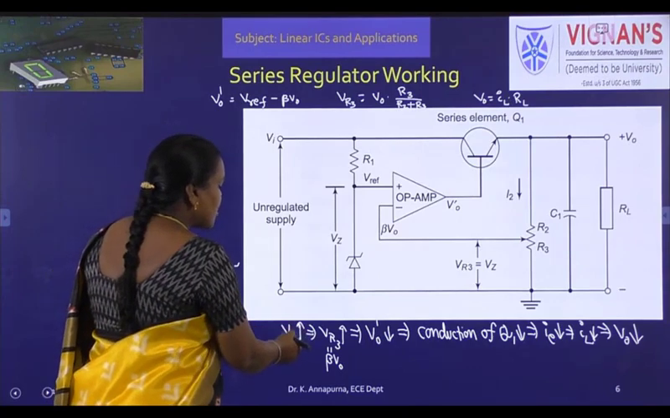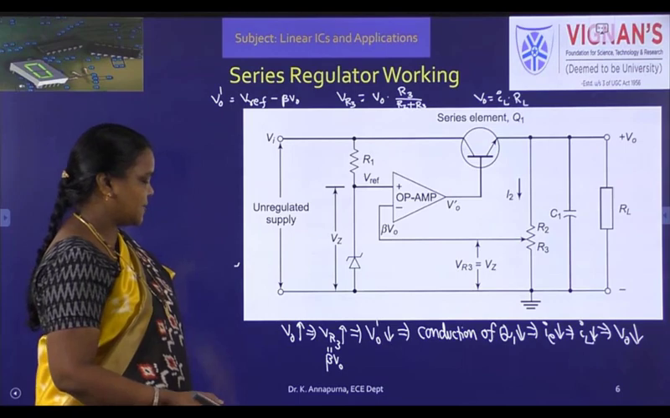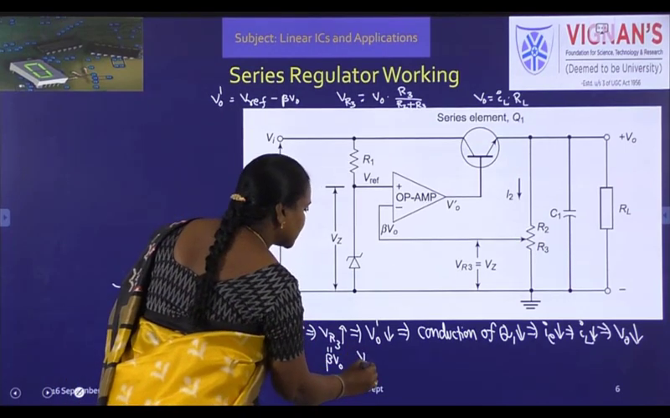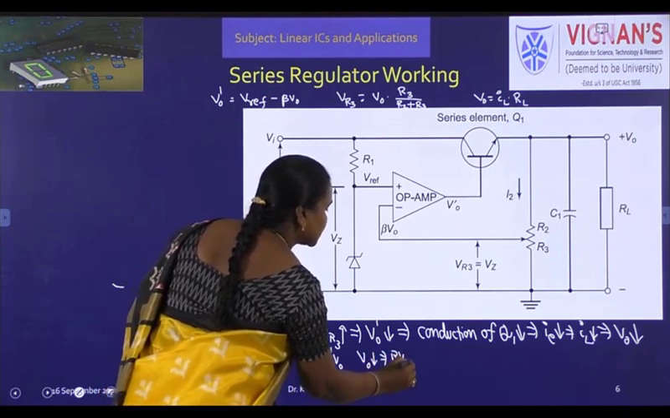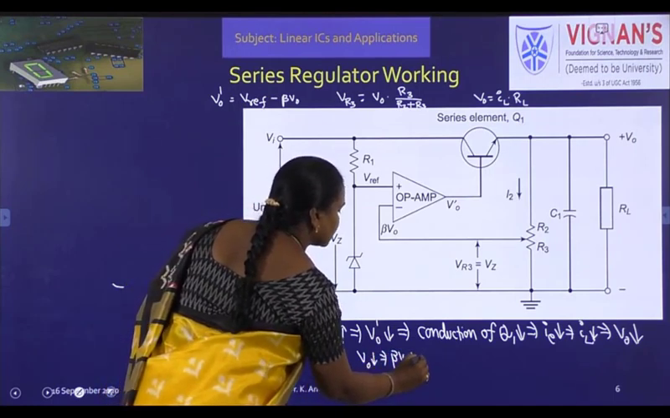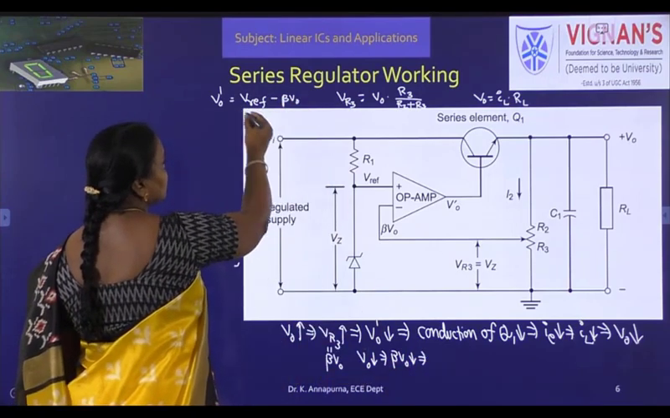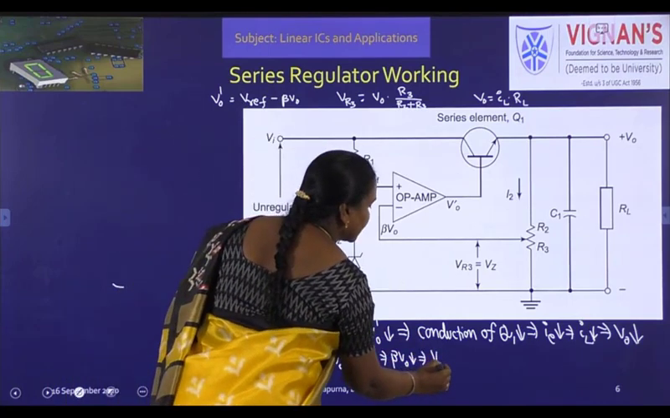Similarly, if V0 decreases for any reason, the vice versa action takes place. That means if V0 decreases, beta times V0 also decreases. So if this voltage decreases means what happens to this difference? It will increase. That is V0 dash will increase.